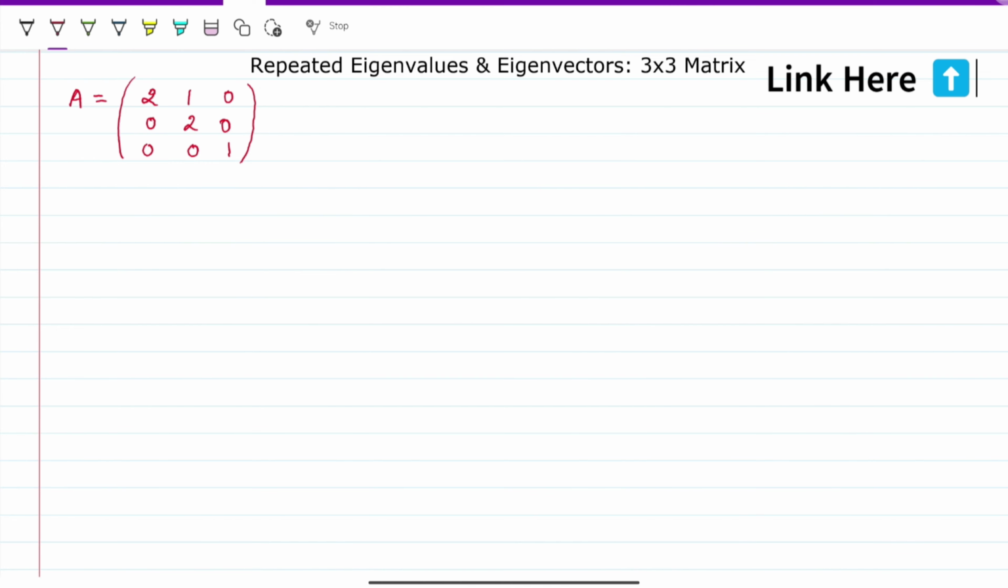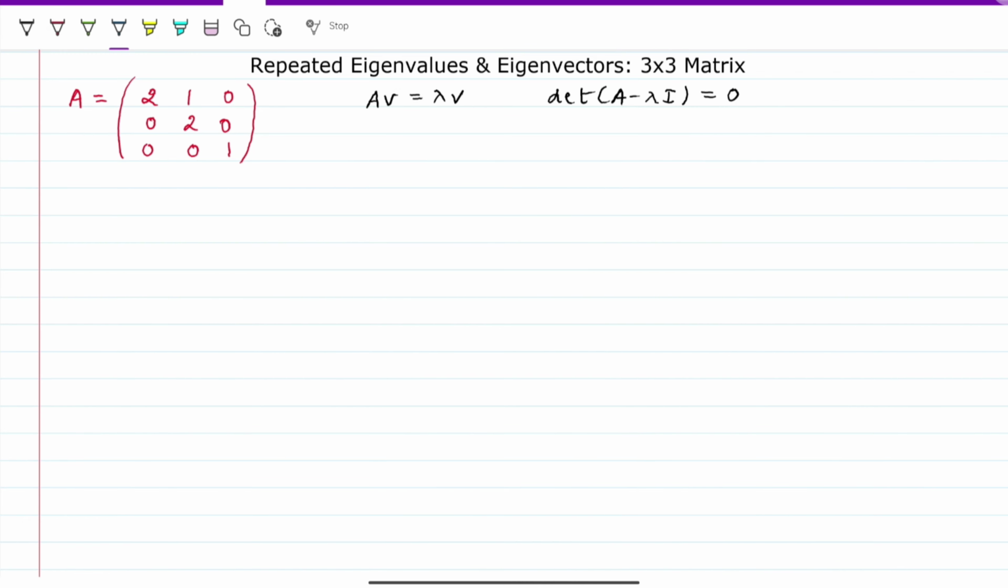Just a quick reminder, eigenvalues are the scalar values lambda that satisfy the equation AV is equal to lambda times V, where A is our matrix and V is the eigenvector. We find eigenvalues by solving the characteristic equation, which is given by the determinant of A minus lambda I is equal to 0. When we calculate the characteristic polynomial of a 3x3 matrix, we might encounter cases where the polynomial has repeated roots. This means we have repeated eigenvalues. Let's see how this affects finding the eigenvectors.